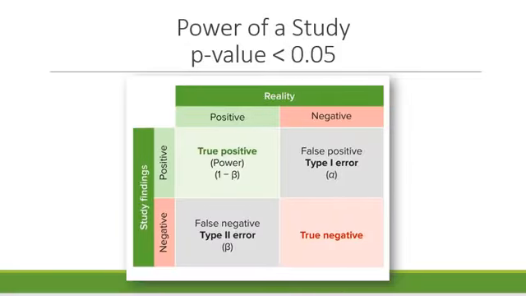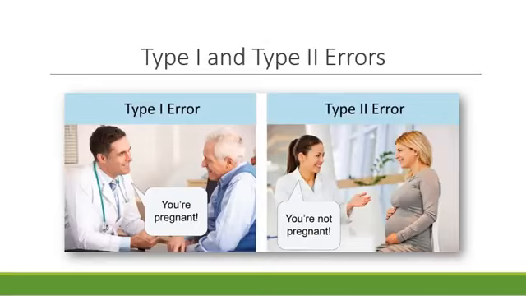And if you have a large enough sample size and you get a positive study finding, then you most likely have a true positive. But if you didn't have an adequate sample size, you're going to potentially have a type 1 error. The study was positive, but in reality it was negative. Vice versa, if you have a negative study finding, but it was actually positive, that would be considered a type 2 error. Here's a way to visualize a type 1 error and a type 2 error. A type 1 error is a false positive. A type 2 error is a false negative.